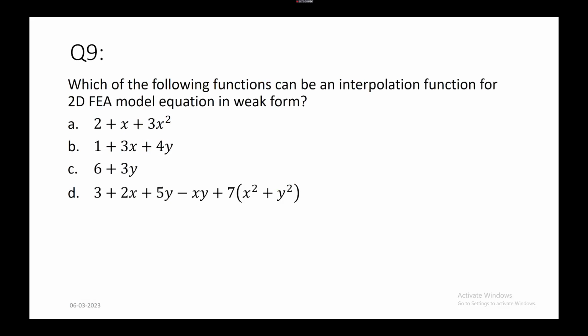The question is which of the following functions can be an interpolation function for 2D FEA model equation in the weak form? So we have four options. First option is 2 plus x plus 3x square. Second option is 1 plus 3x plus 4y. Third option is 6 plus 3y. Fourth option is 3 plus 2x plus 5y minus xy plus 7x square plus y square.